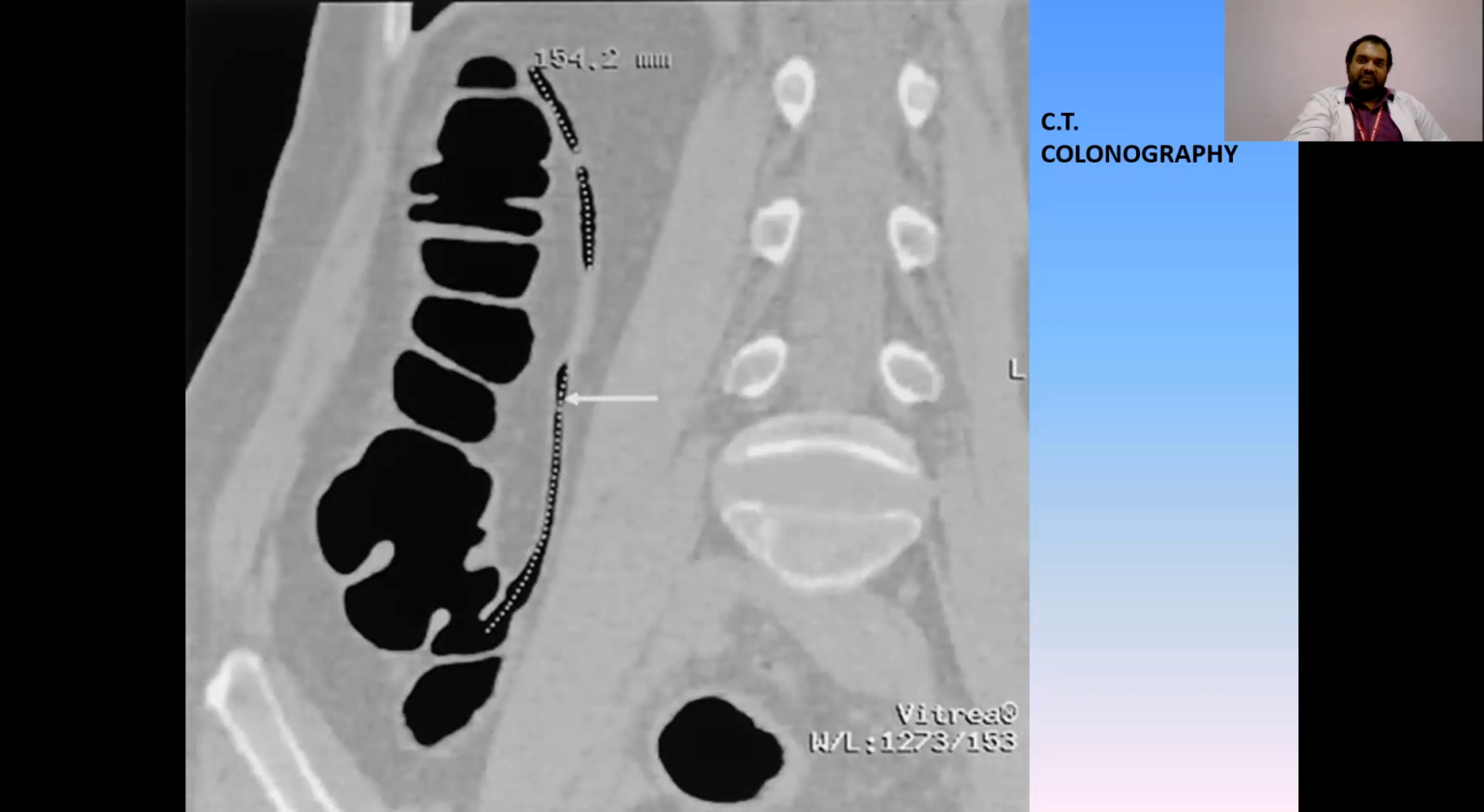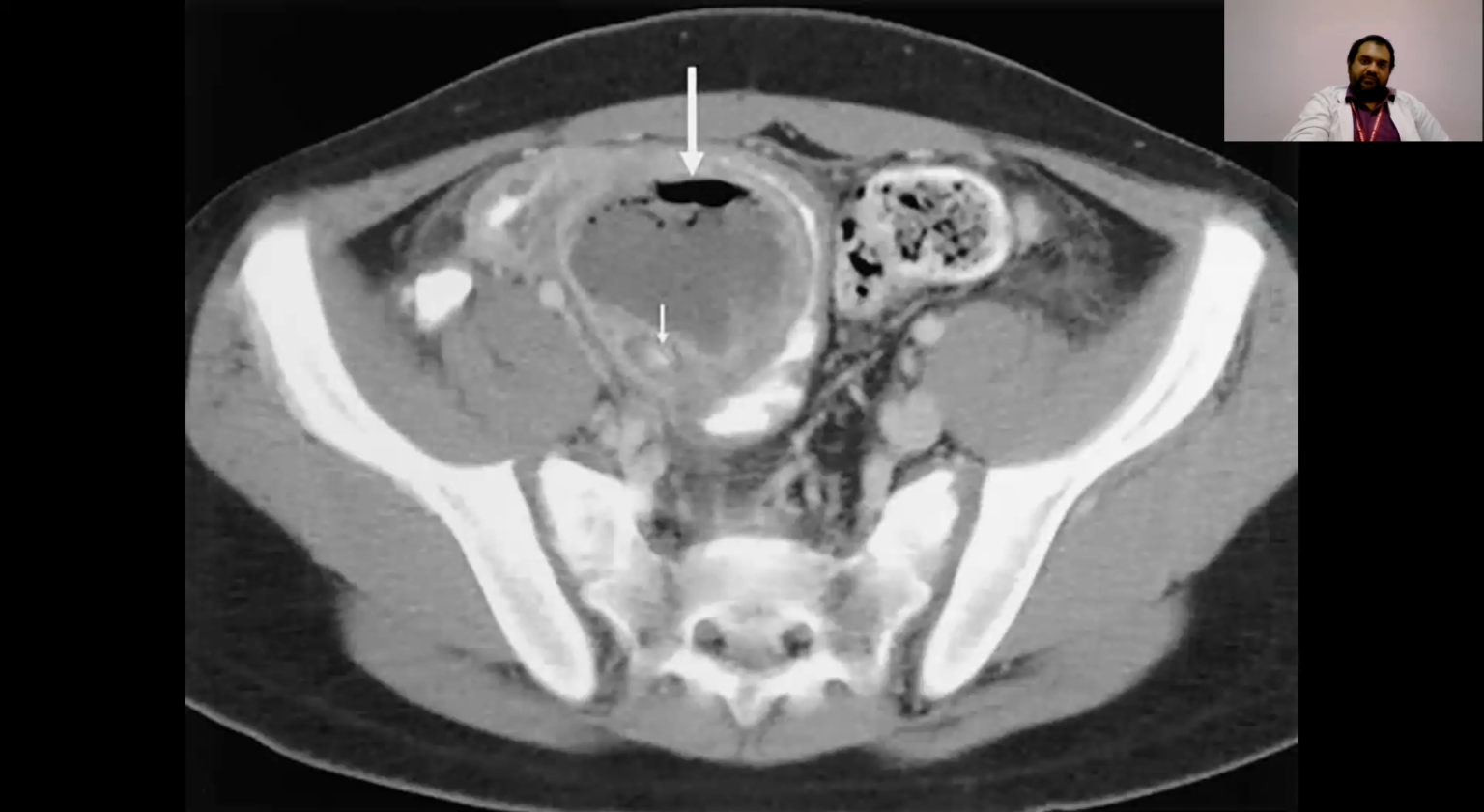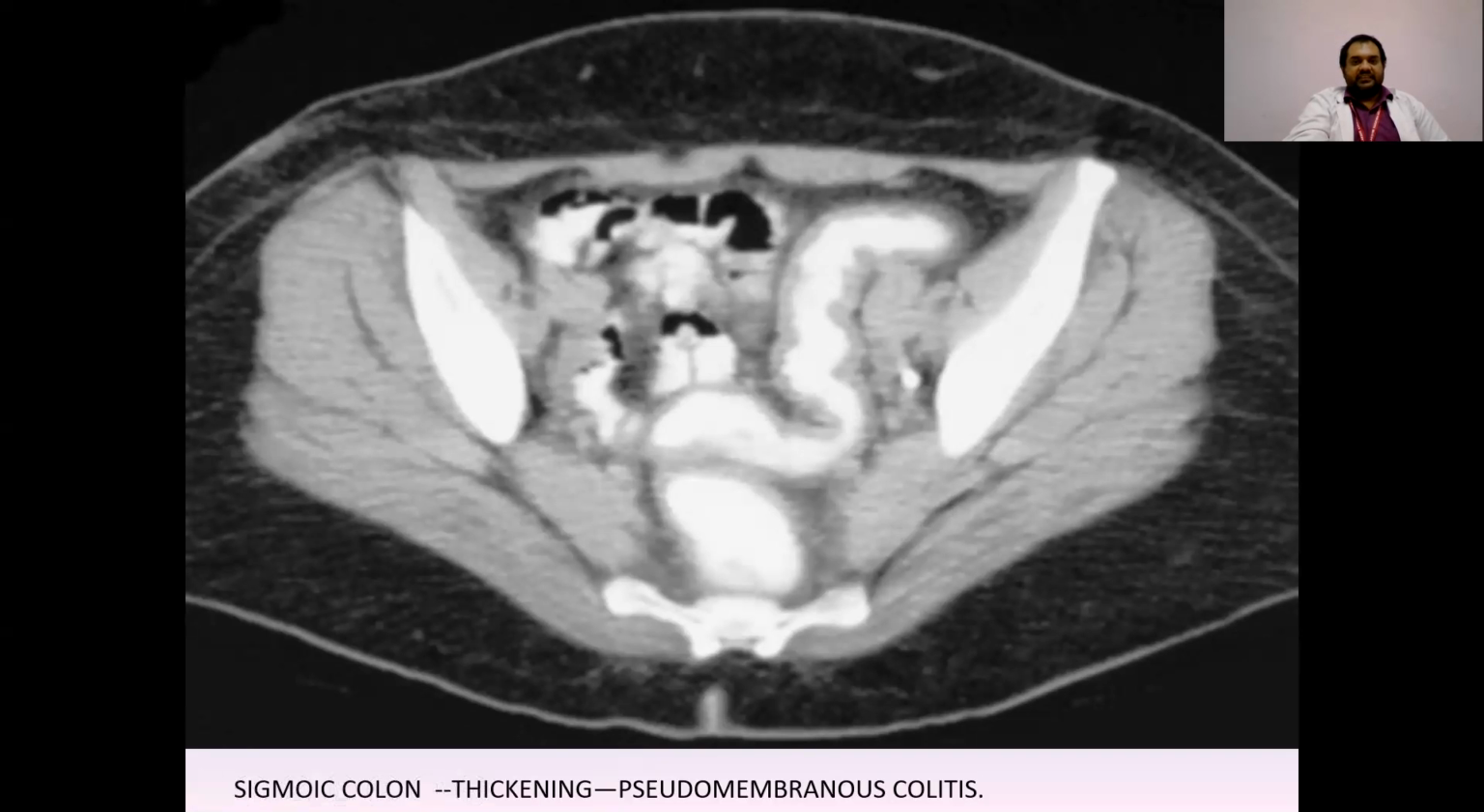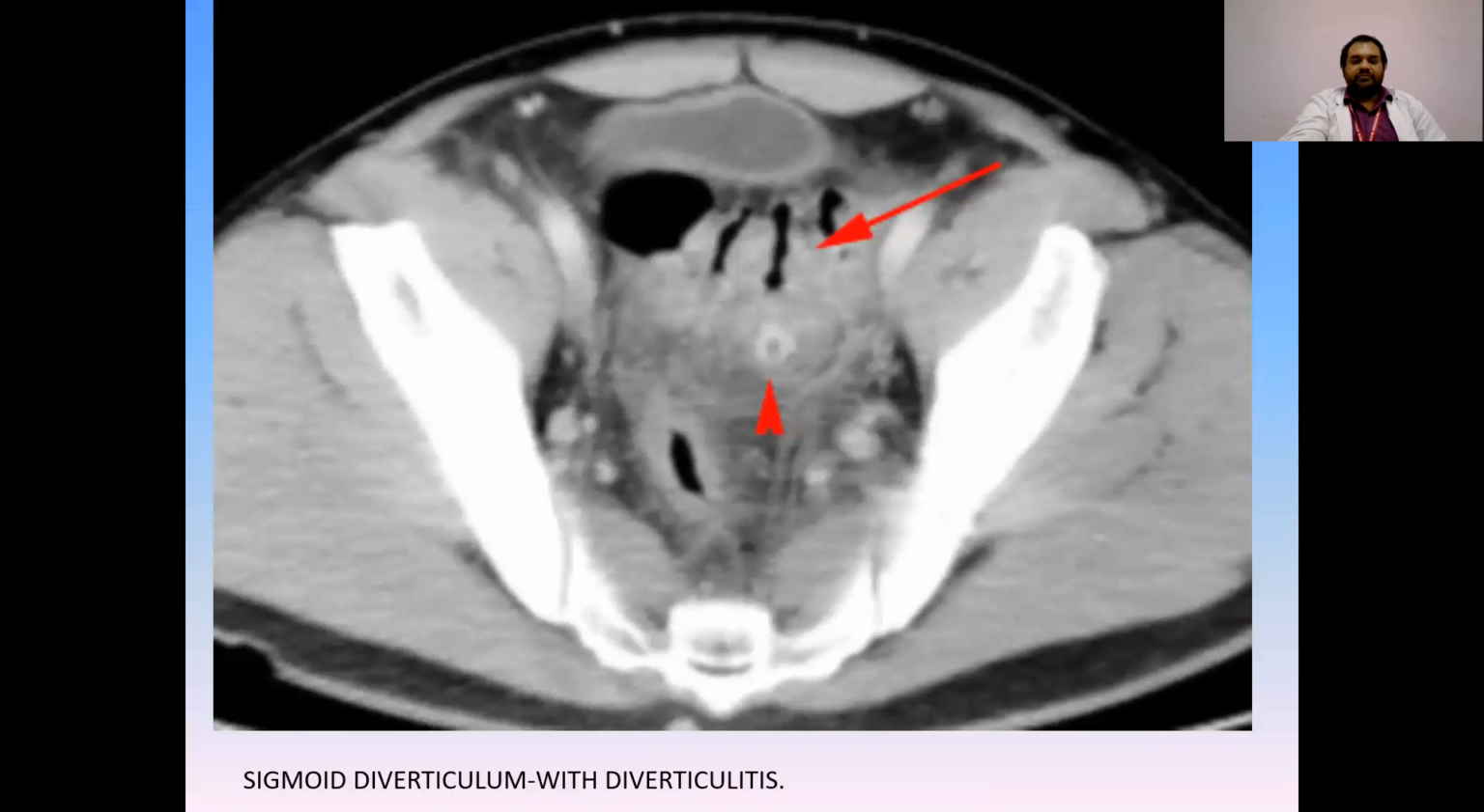And this is a CT colonography, this image. And this image is showing the air in the bladder cavity. And this is the axial CT showing the sigmoid colon thickening, pseudomembranous colitis. And this is a CT showing the sigmoid diverticulum with diverticulitis.